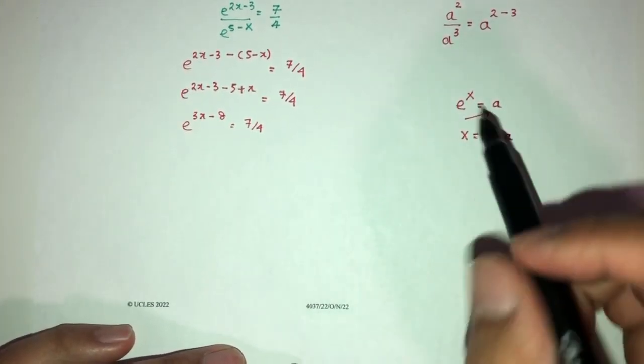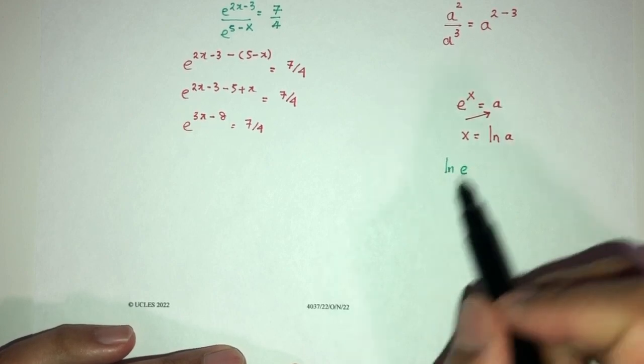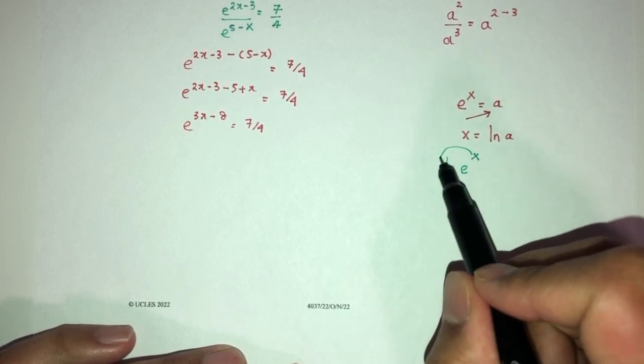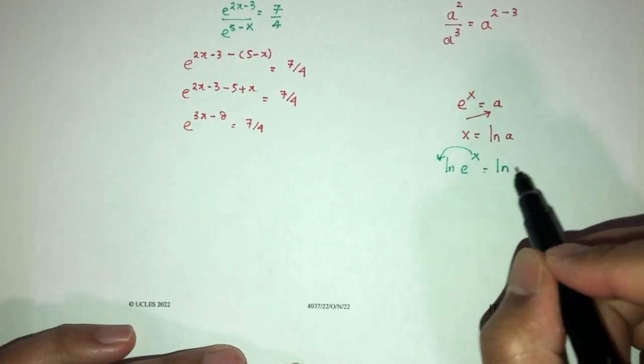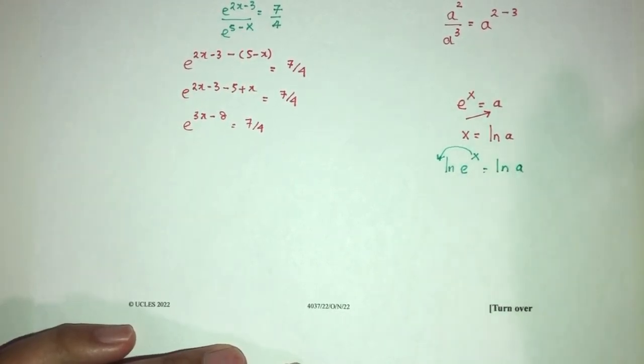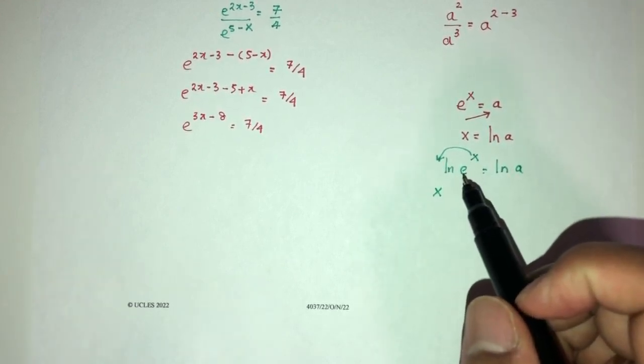The idea is to bring down the x, we have to apply ln this way, right? That's the idea. And then of course you apply it on both sides. You get what I mean? You apply ln on both sides. That's the idea. And x will become here, right?